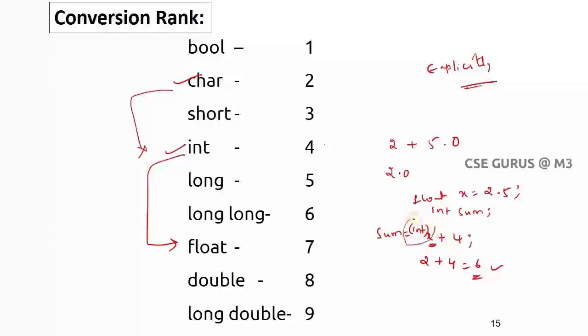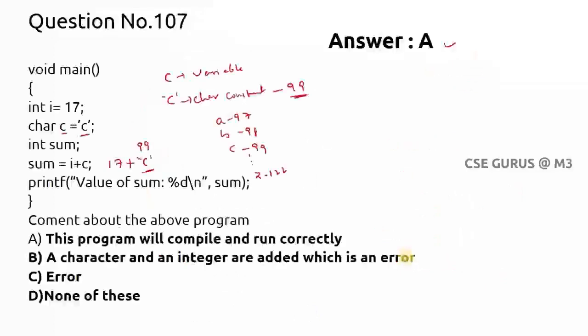So whatever you are writing here, int, that we call explicit type conversion. You are explicitly converting your x data type from float to integer. So this is what happens in this type of programs.